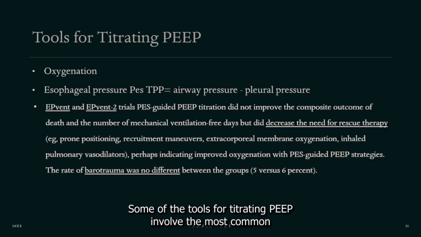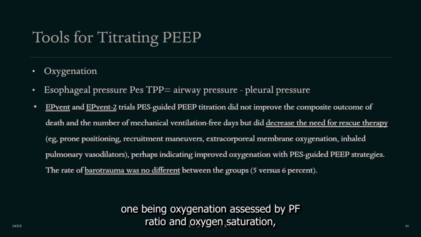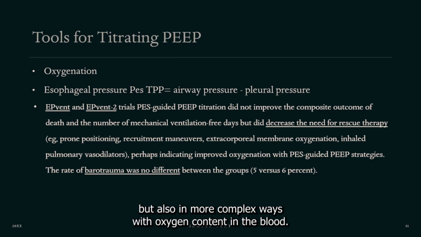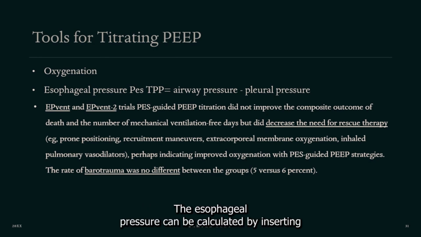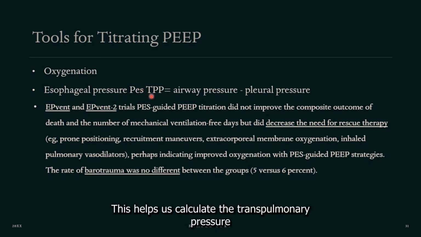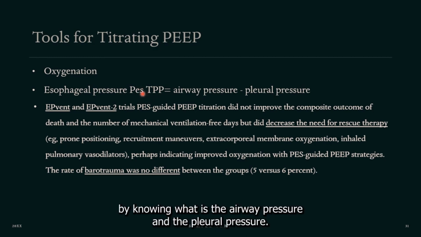Some of the tools for titrating PEEP involve the most common one being oxygenation, assessed by PF ratio and oxygen saturation, but also in more complex ways with oxygen content in the blood. The esophageal pressure can be calculated by inserting an esophageal balloon, and it helps us calculate the transpulmonary pressure by knowing what is the airway pressure and the pleural pressure.